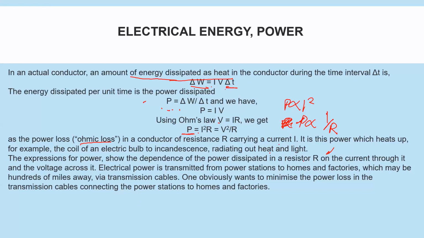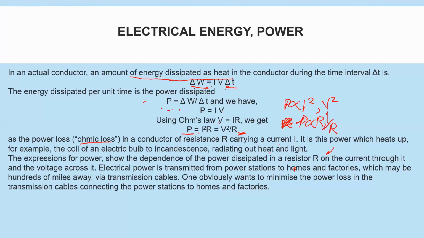As I said, P is related to the square of the current as well as the square of the voltage, and as per that it can vary either directly with the resistance or inversely with the resistance. So you can see that this equation, P is equal to I square R is equal to V square by R, has an important application to power transmission.